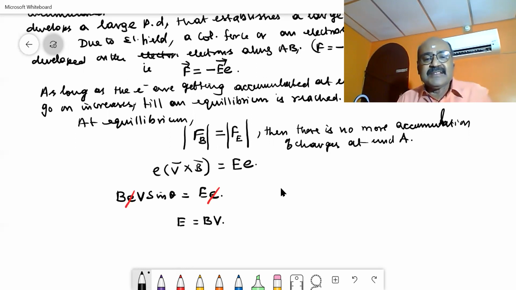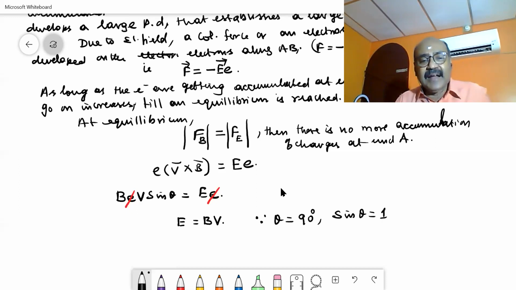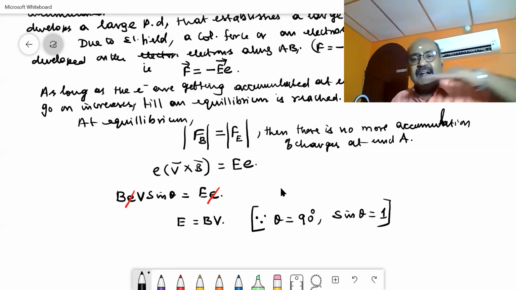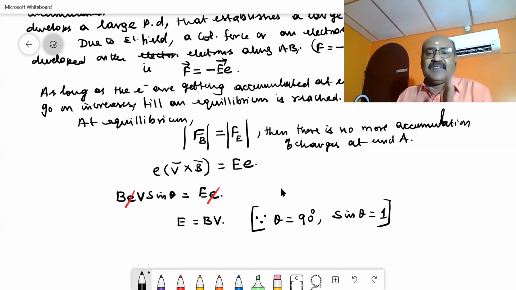Why? Since theta equals 90 degrees, I can write sine theta equal to 1. What is that theta? Theta is the angle between the magnetic field and the velocity with which the conductor is in motion. See, the conductor itself is perpendicular to the magnetic field. So while the conductor is in motion, the angle between the magnetic field and the velocity is perpendicular. So theta becomes 90, and sine 90 is equal to 1. So I get the relation E is equal to BV.